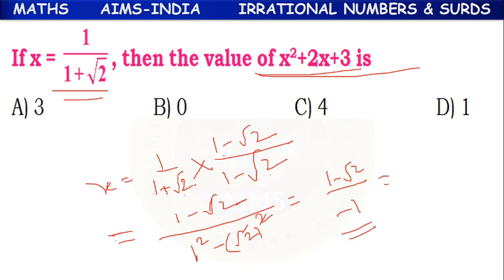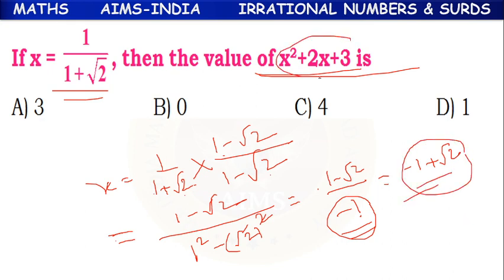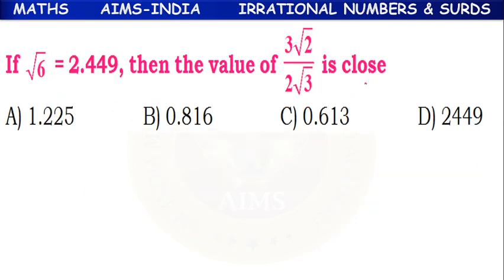Or because downside we have minus, we can take it up: minus 1 plus root 2. Like that we can write. So you can substitute here, you can expand and you can find the answer. Answer will be 4. Next.